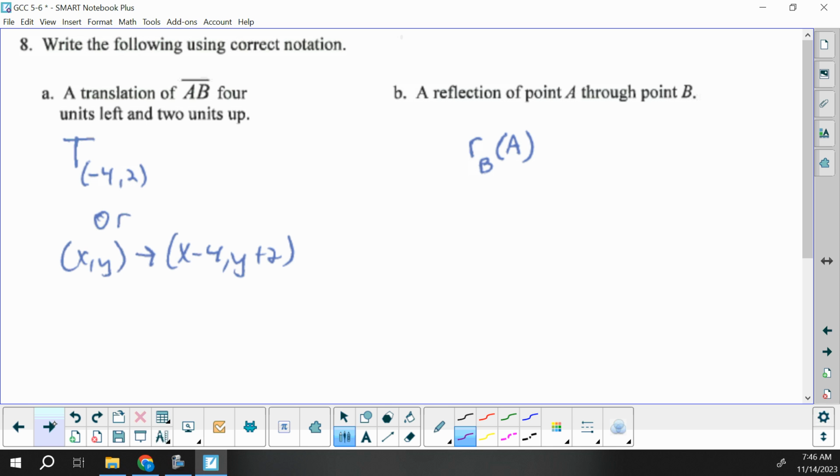For 8, we're doing kind of like what we did in the second question. So you could either do a capital T, and if we're going 4 left, that would be a -4, and up 2 would be a +2. Or you could write explicitly what's happening to the point XY. You're subtracting 4 from the X and adding 2 to the Y. In B, reflections, little r. A is what's being reflected, so that's in the parentheses, and we're going through point B, so that is your subscript.